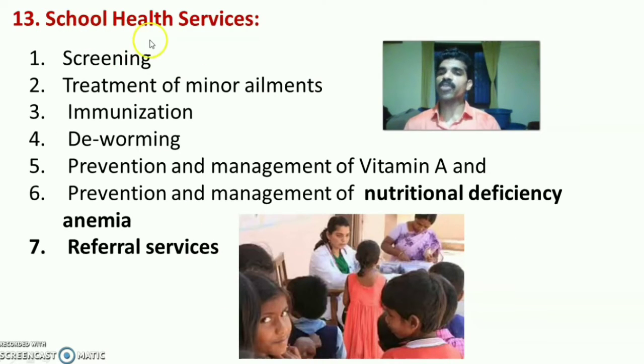Then 13th service is school health services. So the school which comes under the jurisdiction of the particular sub-center, screening of the school children, that is for early detection. Then treatment of minor ailments or any minor diseases to the school children. Then immunization to the school children. Then deworming with the albendazole to the school children. Then prevention and management of vitamin A, that is vitamin A prophylaxis to the school children. Then prevention and management of nutritional deficiency anemia, that is iron deficiency anemia among the school children. Then making referral services when it is necessary for the school child. So these are the services which comes under school health services through sub-center.